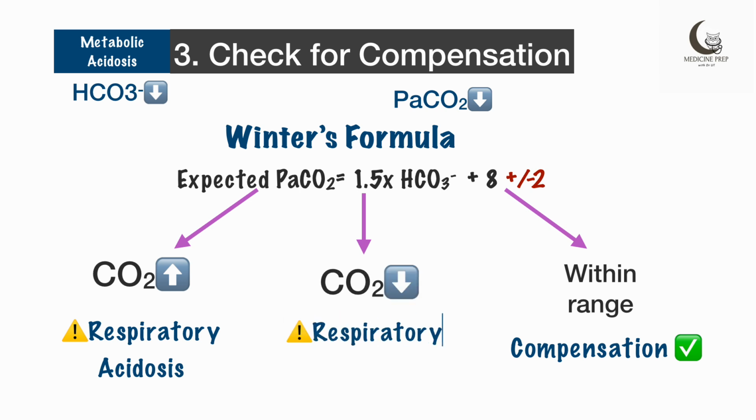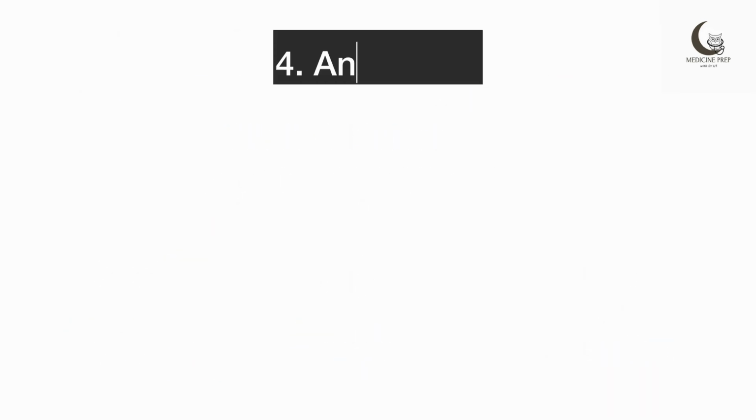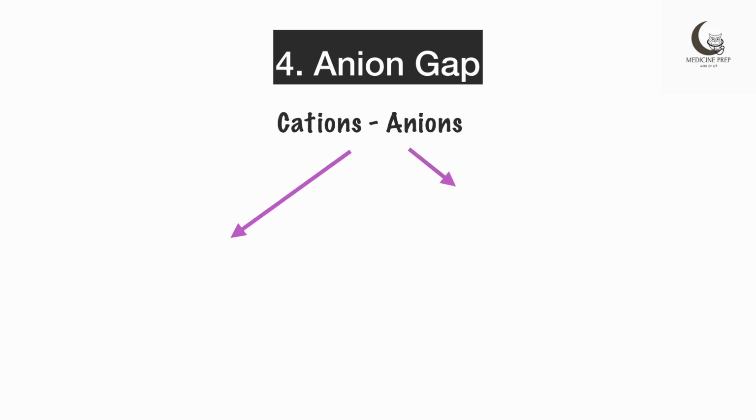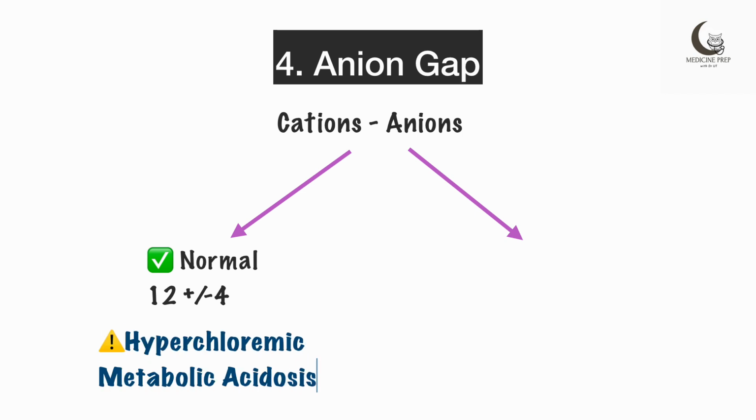Only after checking the compensation should you check the anion gap. If the anion gap is normal, the delta ratio is not required, and it indicates that there is hyperchloremic metabolic acidosis. It rules out addition of abnormal acids like lactic acid and salicylates. Now, if the anion gap is elevated, we know it is HAGMA, or high anion gap metabolic acidosis, and that's when we calculate our delta ratio.